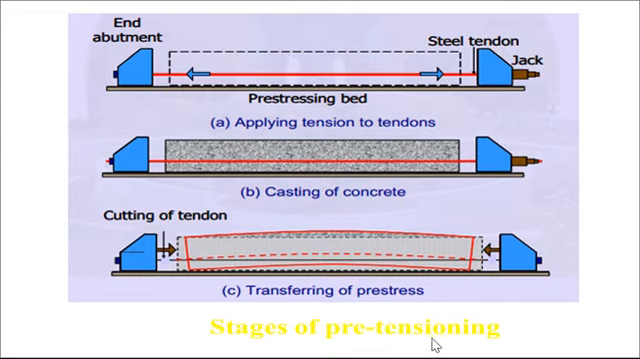Here, stages in the pre-tensioning. First, stretching the wire with the help of these two abutments and anchor, or with the help of a jack. This will be stretched to the desired degree. Then this is the mold. In this mold, pour the concrete. Then after casting, after the desired curing period, this will be cut, and due to cutting of this steel wire, what happens? Whatever the tensile stresses in the steel, they will be converted to compressive stresses in the concrete, and that's why it will bulge like this.